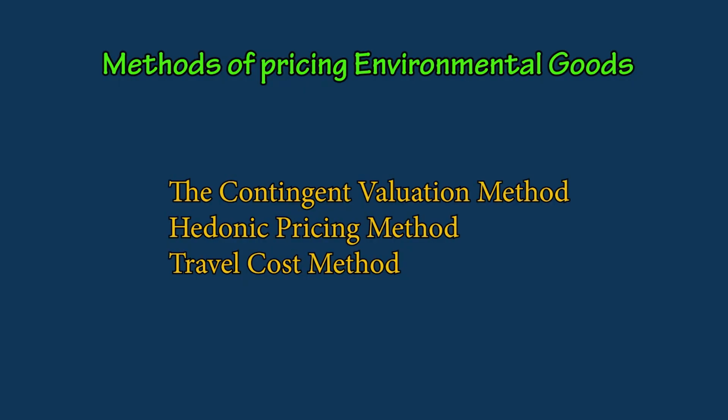We do have different kinds of methods, such as the contingent valuation method, the hedonic pricing method, and the travel cost method, where we determine the pricing of such environmental goods. You need not go into much details regarding these methods. However, I will be giving you a small idea regarding these methods so that it is easier for you to understand.